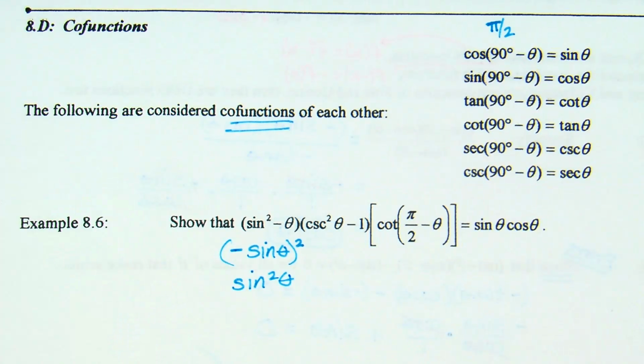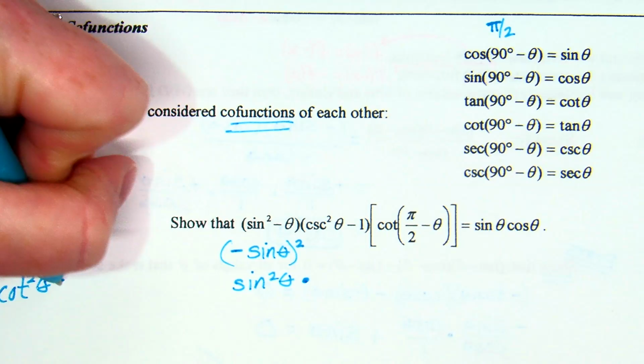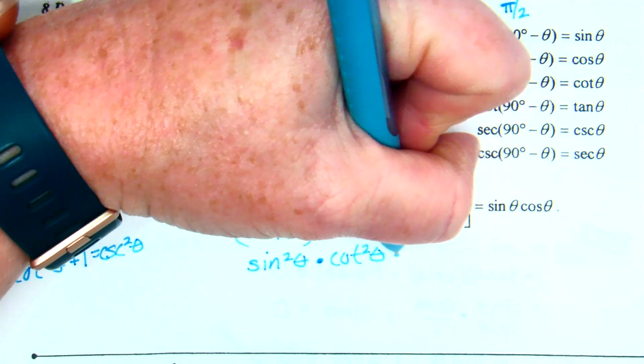Okay. What about cosecant squared theta minus 1? According to our Pythagorean identities, cotangent squared theta plus 1 is equal to cosecant squared theta. So if you have cosecant squared theta and you subtract 1, it is going to be equal to cotangent squared theta. What about cotangent of pi over 2 minus theta? So that would be tangent theta.